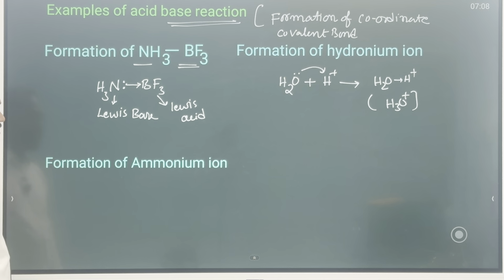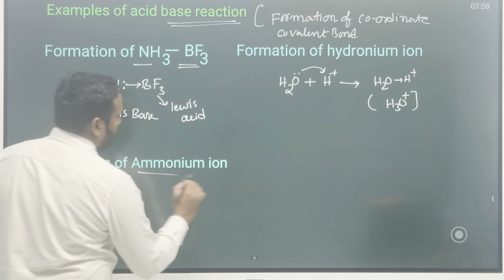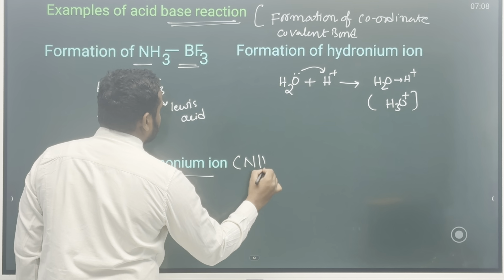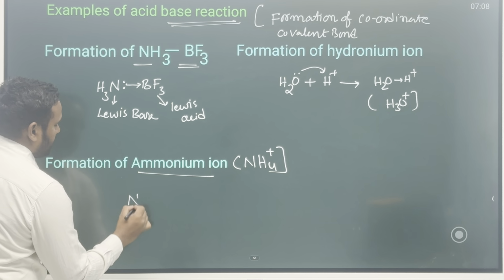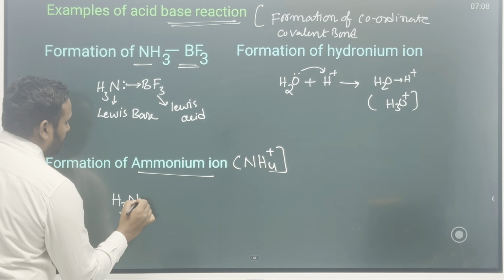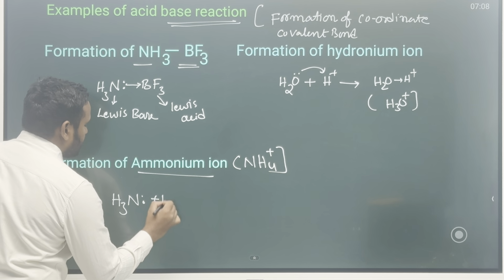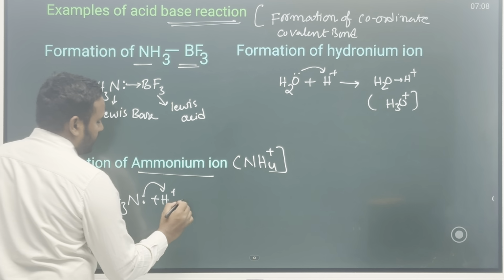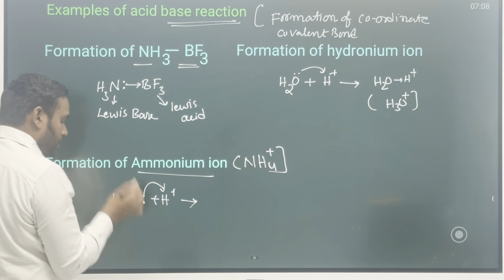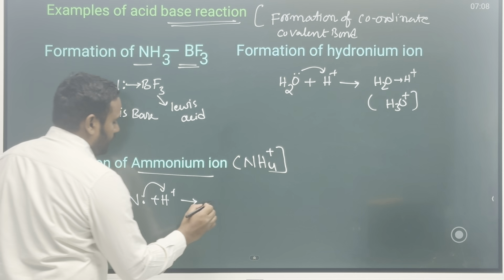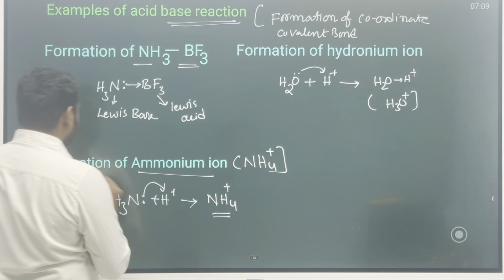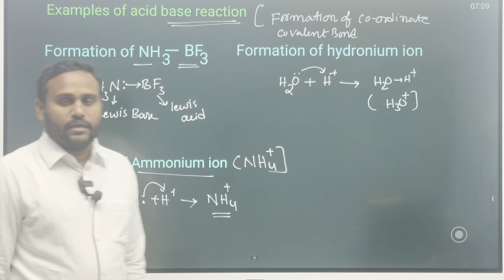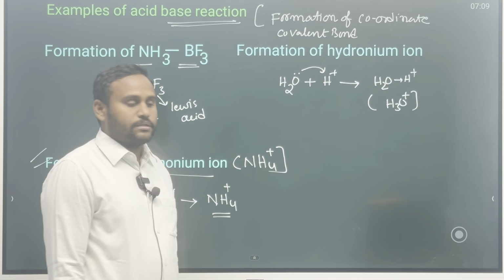Next, formation of ammonium ion. Ammonium ion means NH4+. So here NH3 plus H+. This donates the lone pair to this one, the electron pair it is donating. So now here it forms NH4+. So this is about the acid base reactions in the Lewis acid base theory.